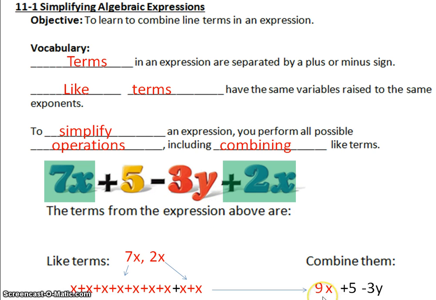Now this is our expression simplified. We cannot do any more operations with this expression. That's as far as we can take the expression. So 7x plus 5 minus 3y plus 2x simplified equals 9x plus 5 minus 3y.